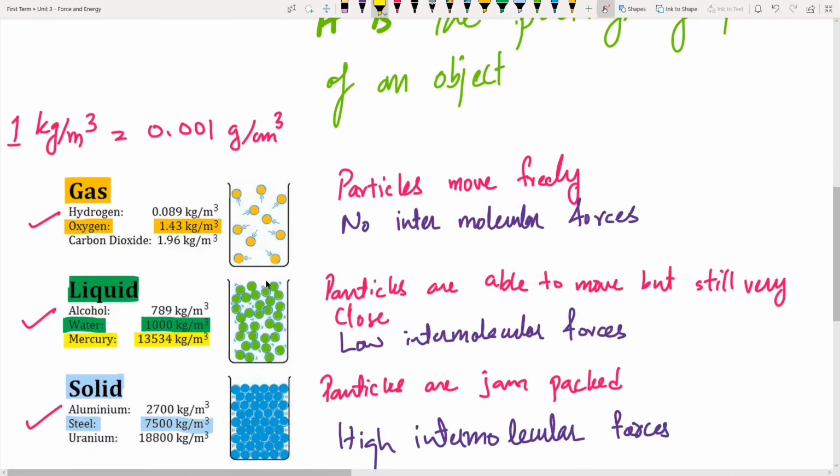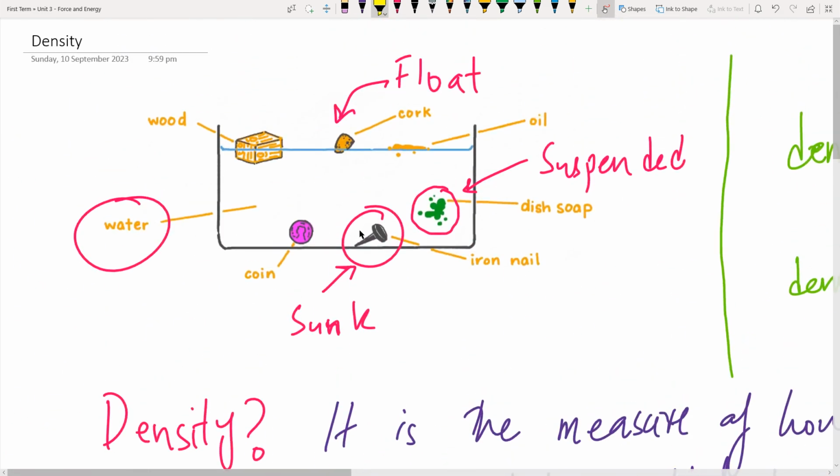Now, if we compare this chart with the diagram that we had, we can simply say why the iron nail sunk: because it is a lot denser compared to water. And why is the oil or wood floating? Because these have lesser density values compared to water. And if we compare dish soap, we can say that it is slightly denser than water, but it's not as dense as the metals, right, the coin or the nail over here.